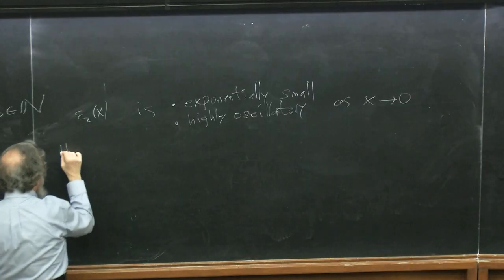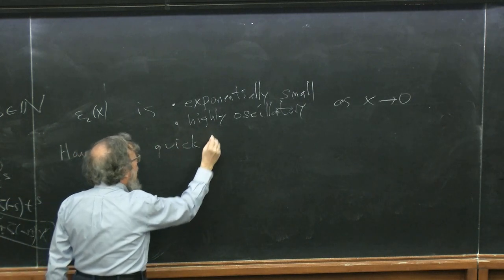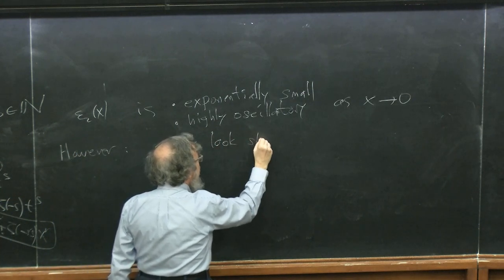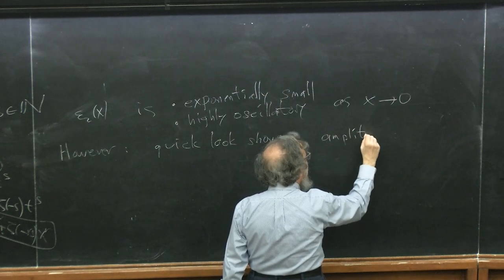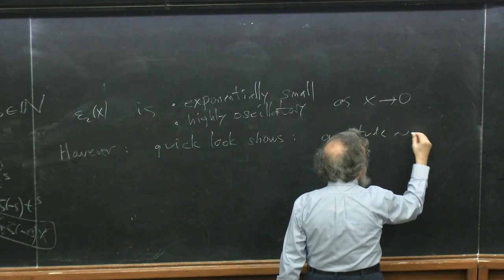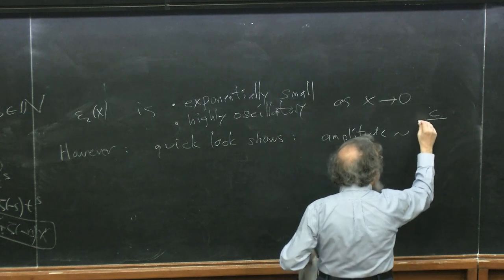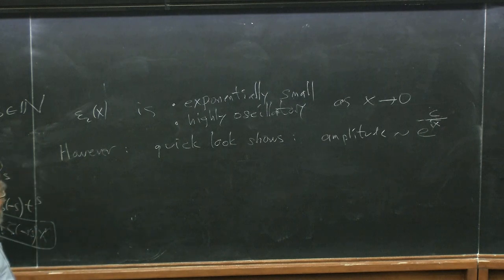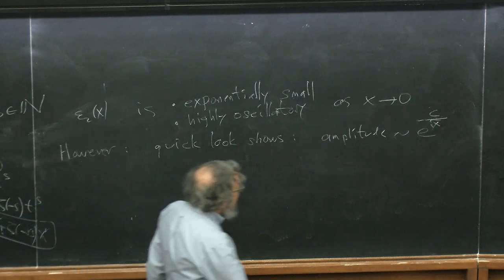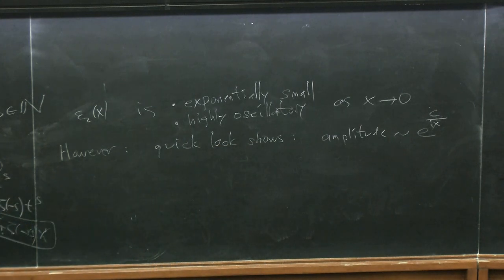However, even a quick look shows that the amplitude, so the size, is roughly of the order of e to some constant over the square root of x, well, minus the square root of x. So it's blowing up. P2 is getting very big. Epsilon is getting very small. So it's a constant over the square root of x, as x tends to 0.